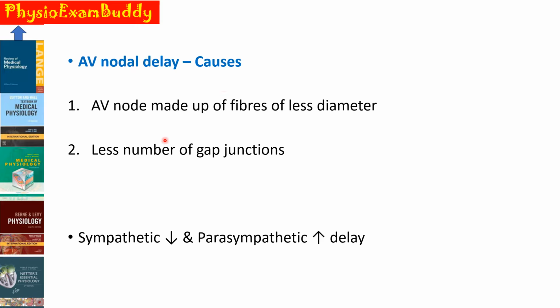Two reasons for the AV nodal delay are that the AV node is made up of fibers of less diameter and there are only a small number of gap junctions. And usually the sympathetic nervous system stimulation will decrease the AV nodal delay, whereas parasympathetic stimulation is found to increase the delay.